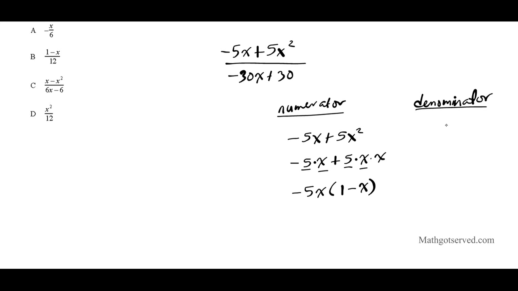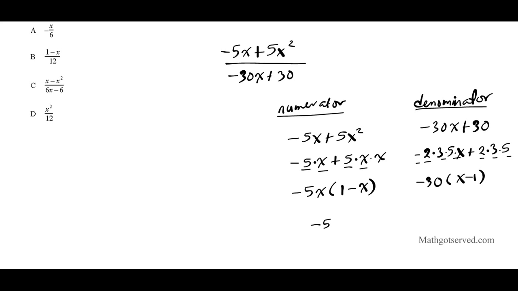All right, let's do the denominator. For the denominator, we have negative 30x plus 30. So I can break this down to negative 2 times 3 times 5 times x plus 2 times 3 times 5. So we take out a 2, 3, 5, and then a negative. That's negative 30 times x minus 1. Okay? All right, so we can divide these two. We have negative 5x times 1 minus x divided by negative 30 times x minus 1.